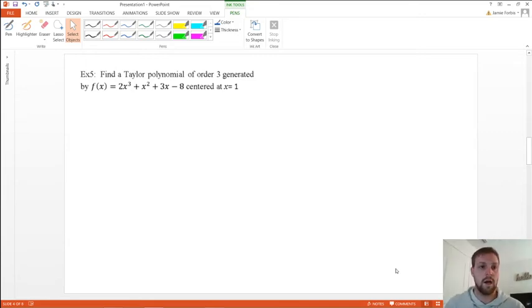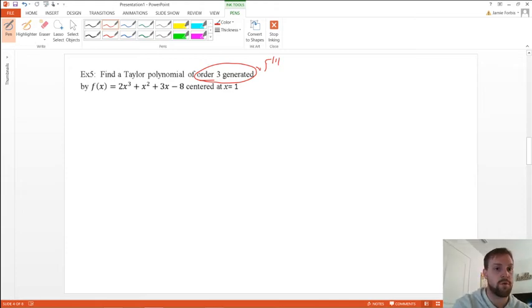All right. Find a Taylor polynomial of order 3. Okay, order 3, which is pretty much just saying I'm going to go to the 3rd derivative, the power of 3. And the Taylor polynomial we're going to create is for the function f of x equals 2x cubed plus x squared plus 3x minus 8, and it's centered at x equals 1. Okay, so we've actually never done a polynomial before. It's always been with sine or cosine or something, so this will be good.